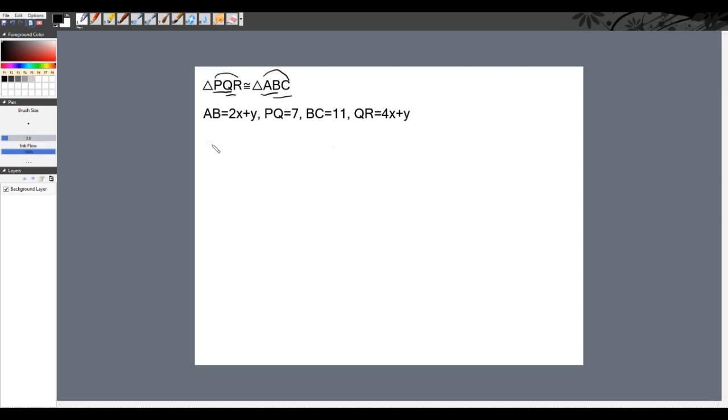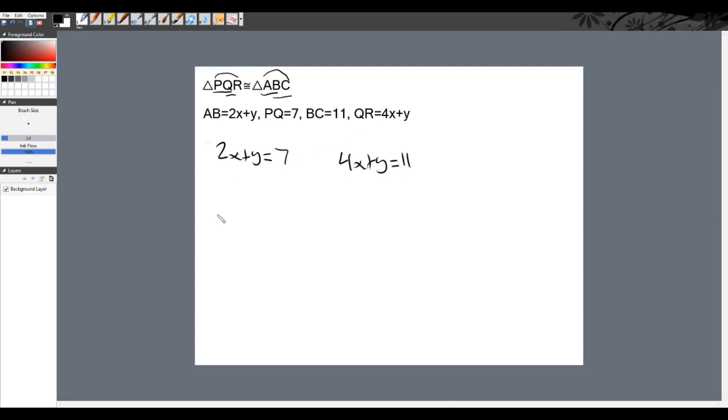So we have AB is 2x plus y equals 7. AB matches with PQ, so 2x plus y equals 7 because AB equals PQ. We have BC equals QR, and they are oriented this way, so it's true. 4x plus y equals 11.